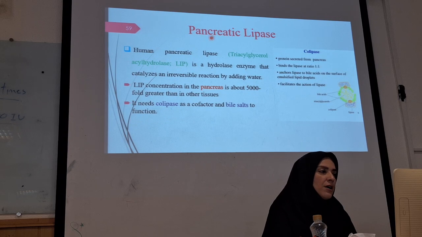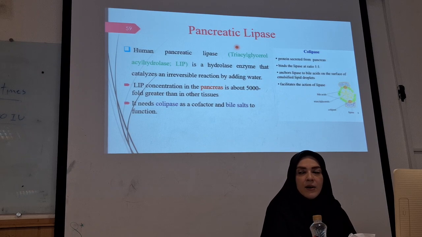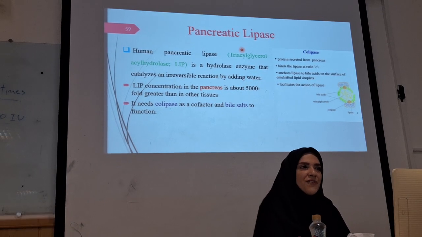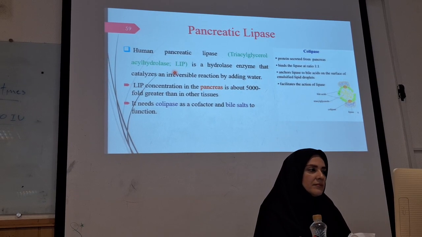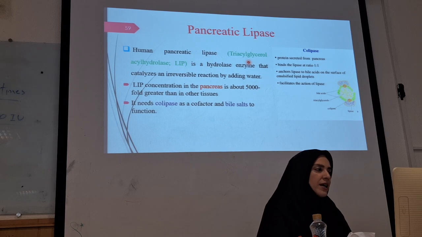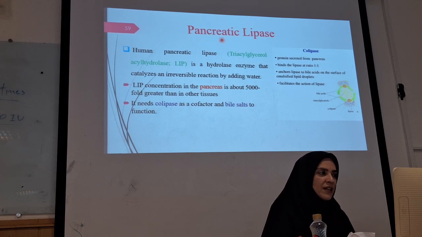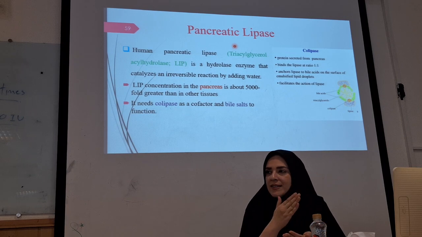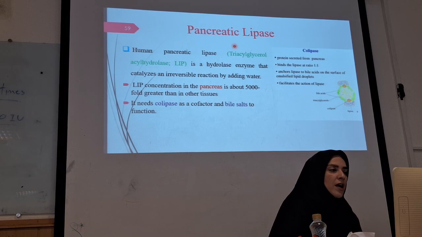Another enzyme that originates from the pancreas is lipase. What is the function of this enzyme? To digest lipids, to hydrolyze them. What is the fat here? Which type of fat? Triglyceride. So as you understand from the name, this is an enzyme that digests lipid. Okay? Which type of lipid?